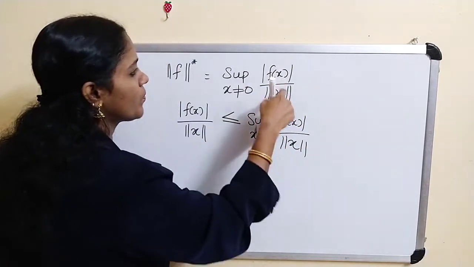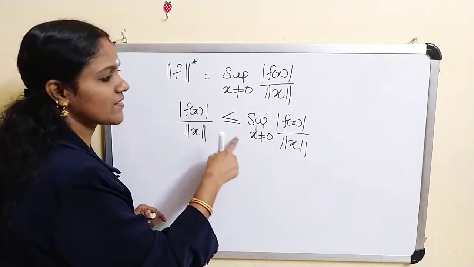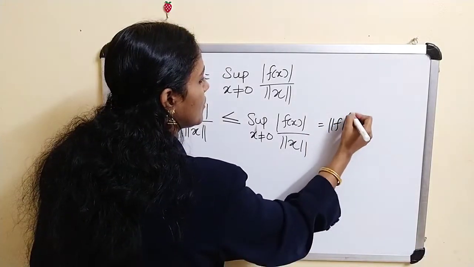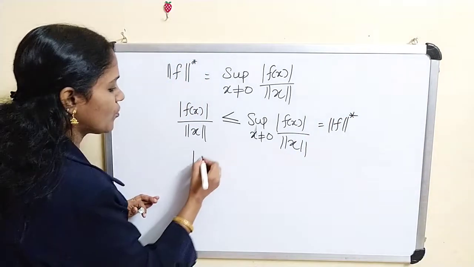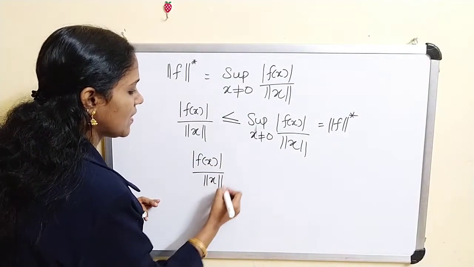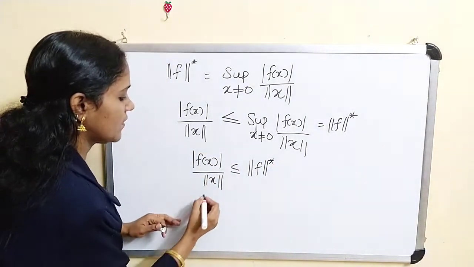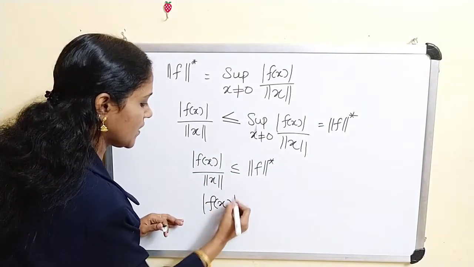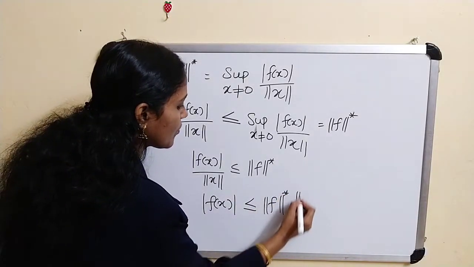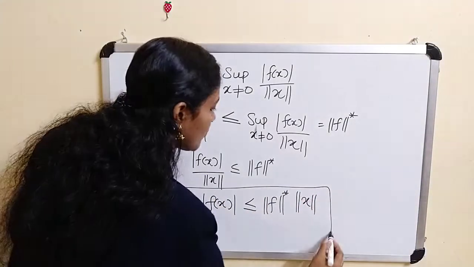Okay, this is the supremum value of the collection. So each element in that collection is less than or equal to the supremum value, and this is equal to norm star of f. Therefore, modulus of f of x by norm of x is less than or equal to norm star of f. Okay, this implies mod f of x is less than or equal to norm of f star times norm of x.